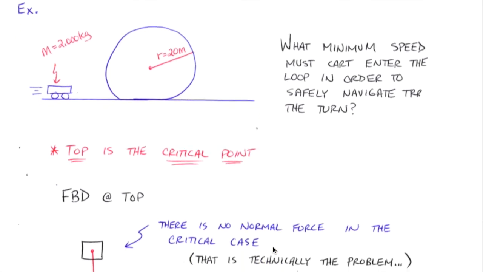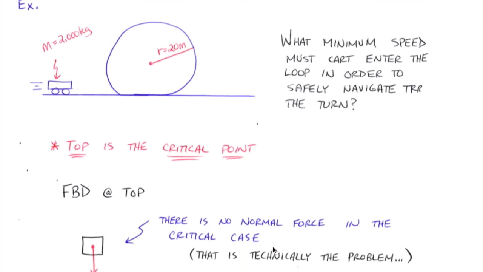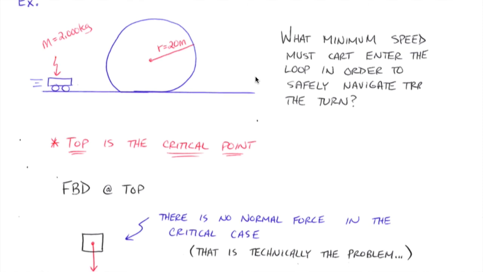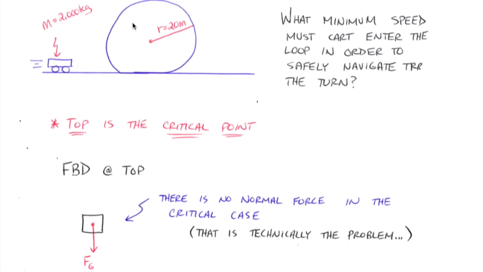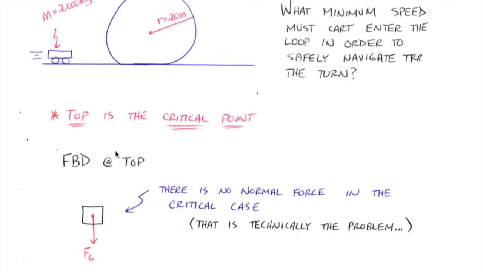To show you a quick example of this, and again, we just want to avoid that free fall condition at the critical point, which is the top. I want to know what minimum speed this cart must enter this loop at in order to safely navigate the turn. Well, if I draw a free body diagram at the top, because that's the critical position, if this is not safe, gravity will be the only force acting on it. There's no normal force in a critical case, and that's really what the problem is. You don't have the cart helping to push you through this loop anymore. Gravity has officially taken over.